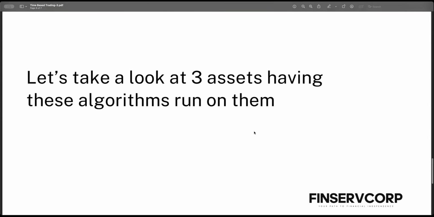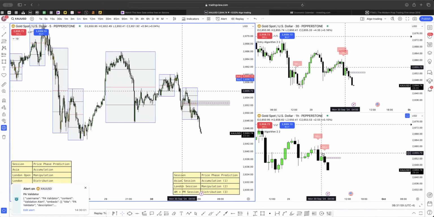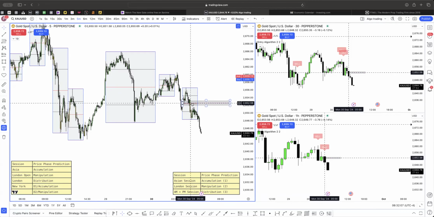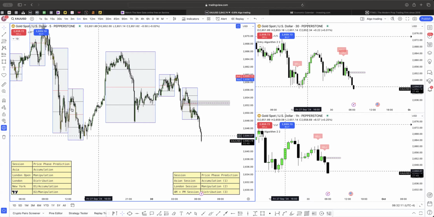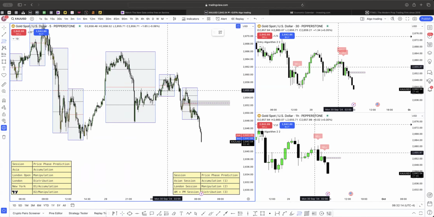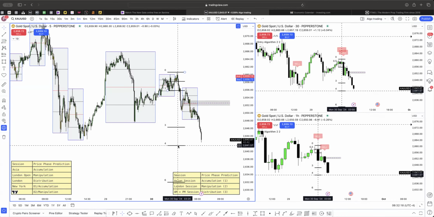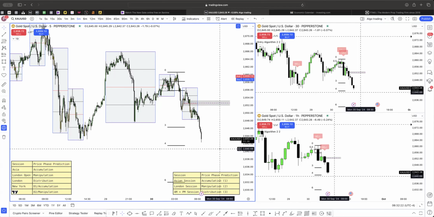So let's take a look at three assets having these algorithms run on them. All right, let's go to TradingView here. As you can see today, I set these sell signals, this one here, this one over here. I sent it to the public Telegram chat. It's working out perfectly. So I'm in a short over here, right? Take profit is right down here. I'll show you where. Take this like so. This 4 right here, that's my take profit. We'll come back to this and see whether it actually hit or not.